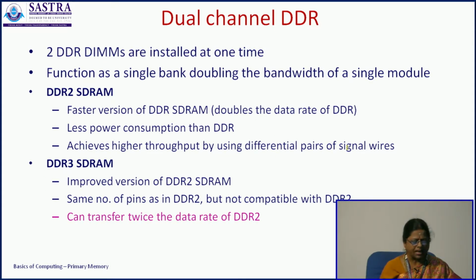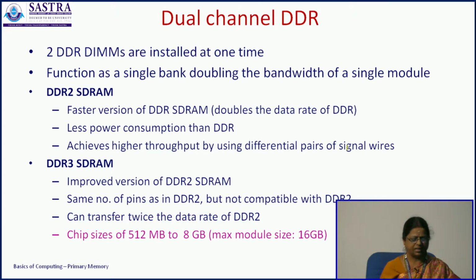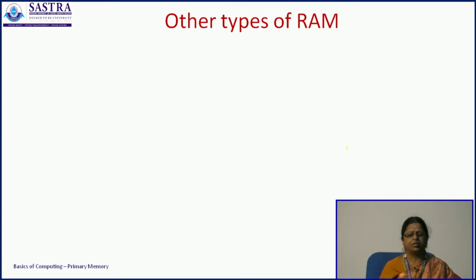DDR3 SDRAM can transfer twice the data rate of DDR2. The chip sizes are available from 512 MB to 8 GB. The maximum module size is 16 GB. What are the other types of RAM?